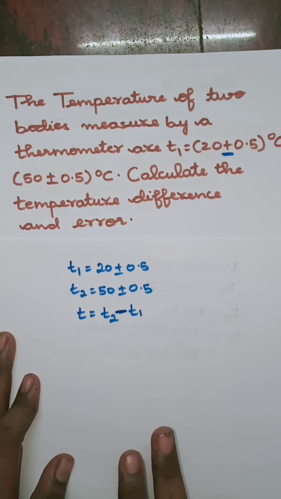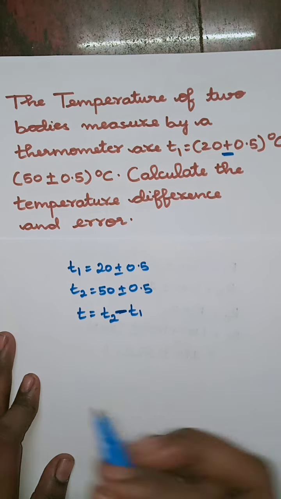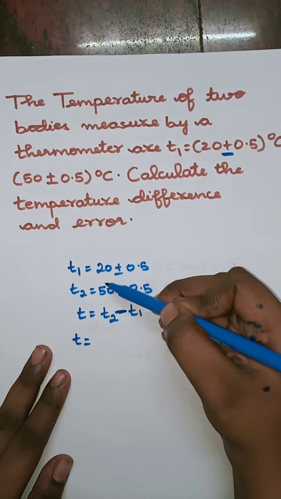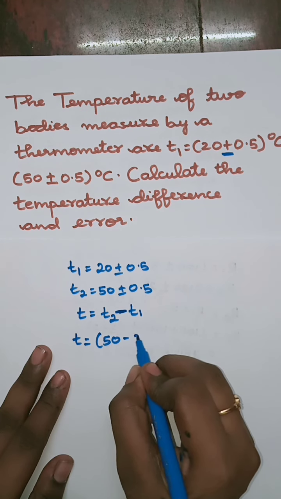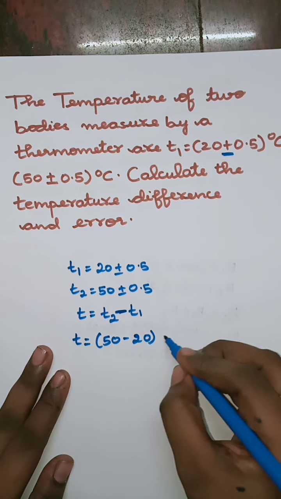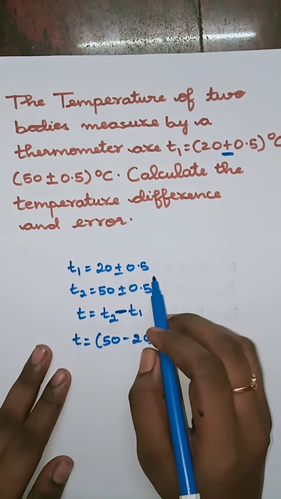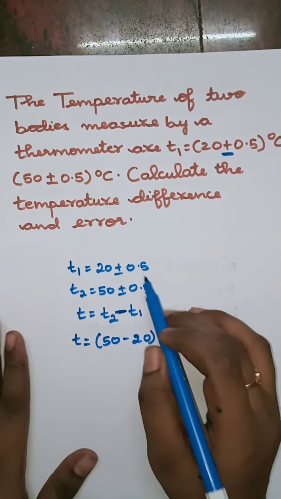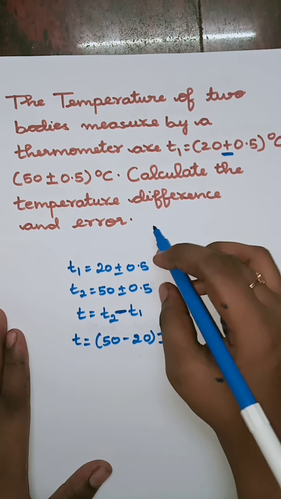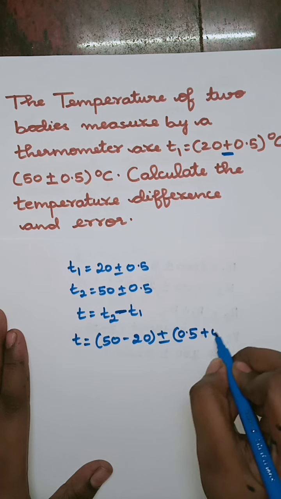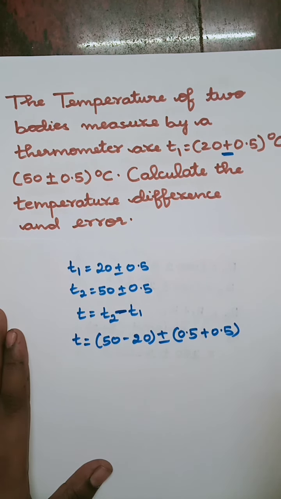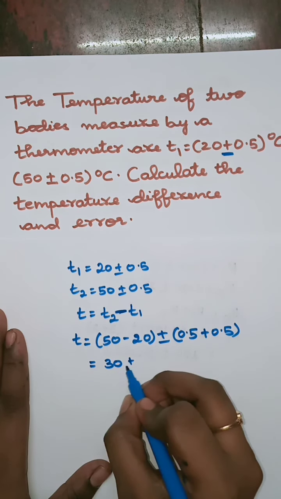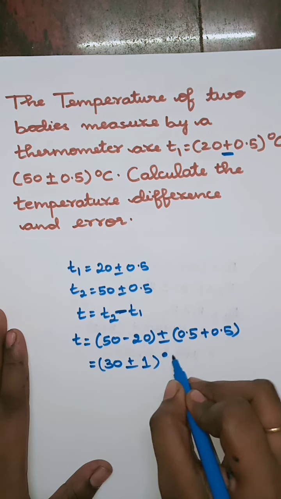Then this comes under the second category. If it is coming in the second category, then how to solve? Very simple, students. First, you have to subtract these two quantities, 50 minus 20. Then what is present? Plus or minus. Then you are not supposed to subtract the errors. This is a rule. Always, you are not supposed to subtract the errors. You are supposed to add the errors. A common mistake all the students do is they also subtract the error. Don't subtract the error. Now the answer is 30 plus or minus 1 degrees Celsius.